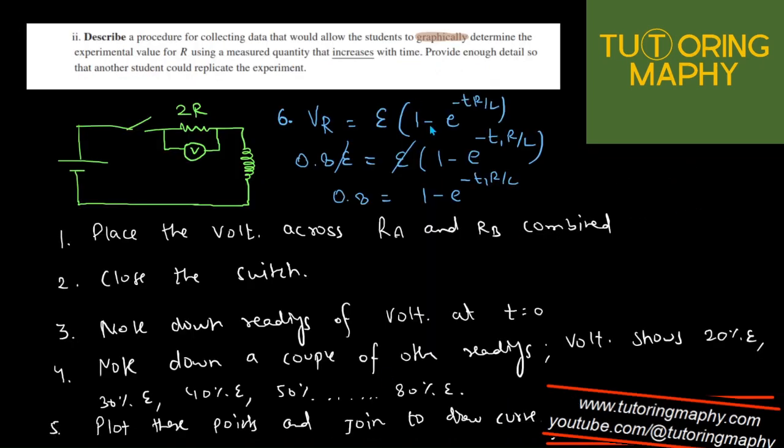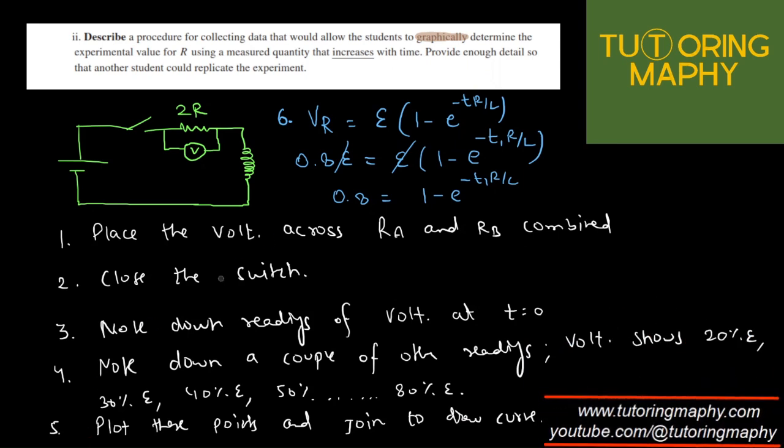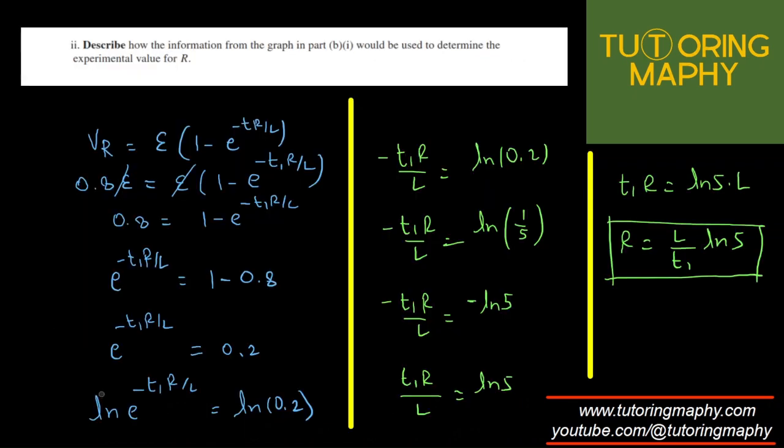Oh, by the way, this should not be R, right? This should be 2R. That should be 2R, that should be 2R. Please correct this, guys. Okay, correction: that thing will be L over 2T1 ln 5. Good that I found this.